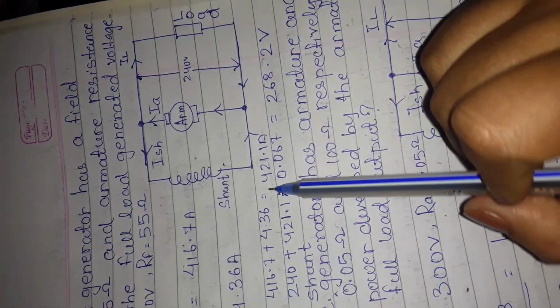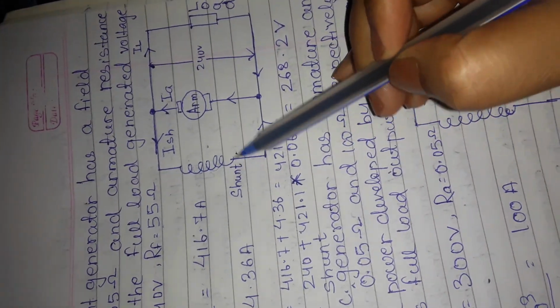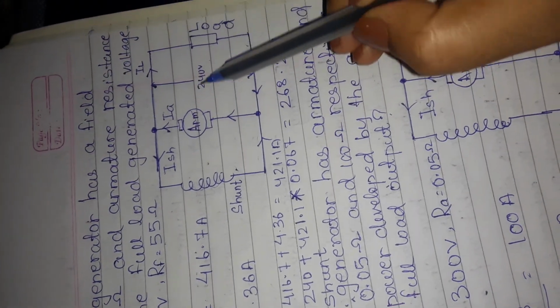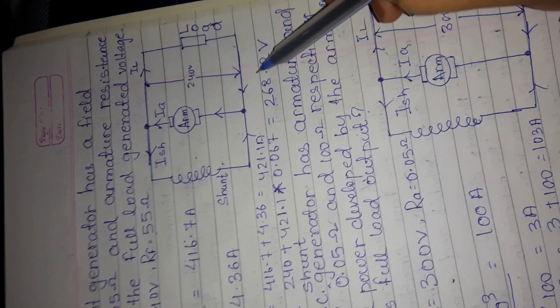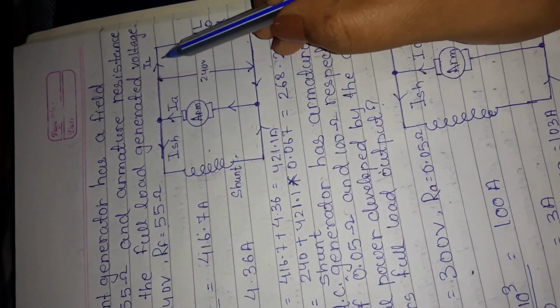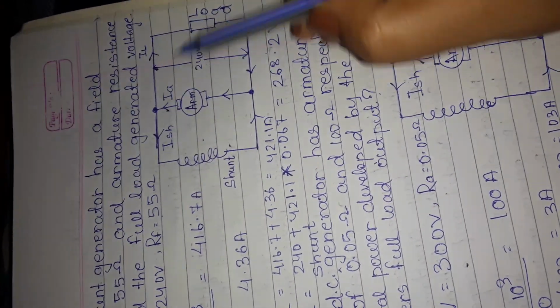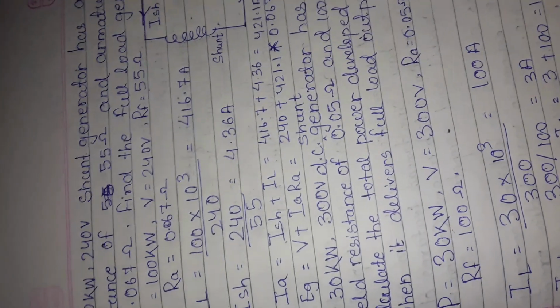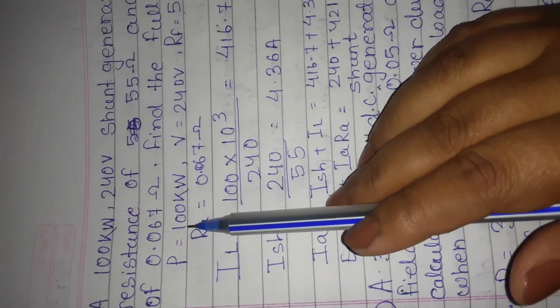Okay, here I have drawn the diagram for the question. Here is the shunt field, this is the armature, and this is the load. The voltage across the load is 240 volts. Here the load current is going to the load, here is the armature current, and the shunt current is going to the field. So first of all we have to write down the data.